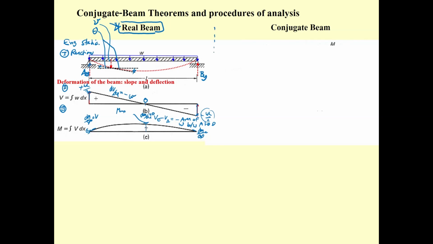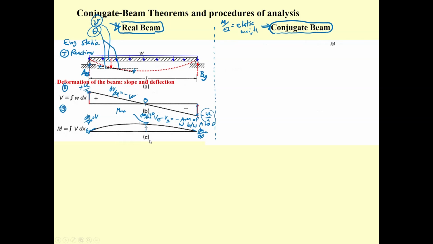Now this is the previous knowledge that you can use to analyze the real beam. Go back to the previous slide. We have to determine the elastic weight, and when we get the elastic weight, we will draw the conjugate beam, another beam that is going to help you determine the deflection and the slope.